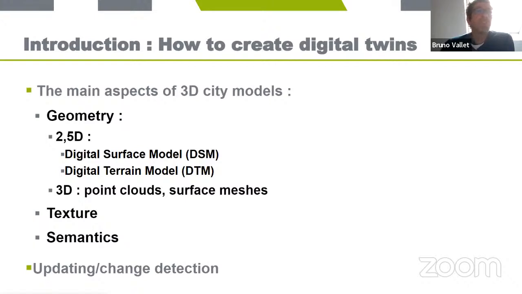So how to create digital city twins? The main aspects of 3D city models can generally be decomposed into geometry, texture, and semantics. And my talk is going to address these various aspects of 3D city models.